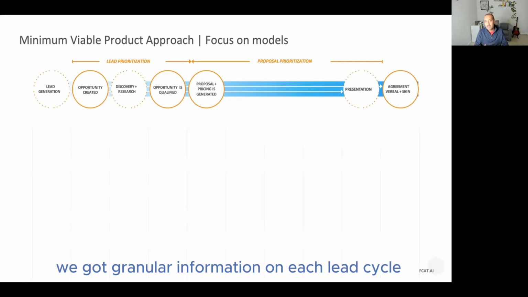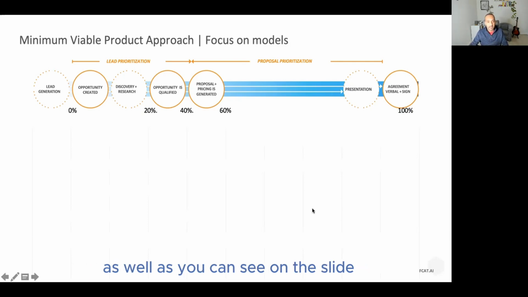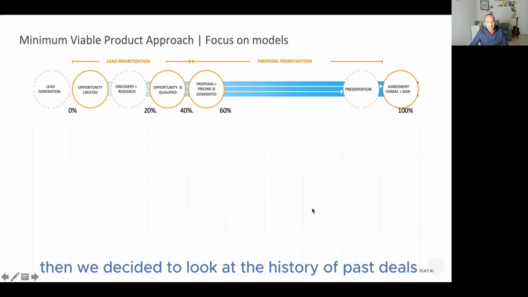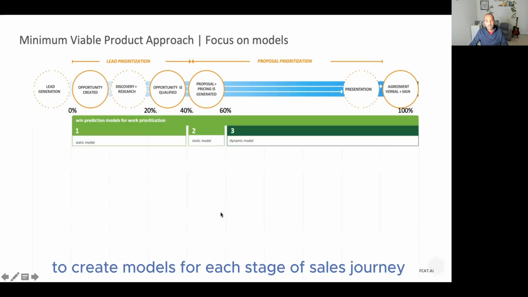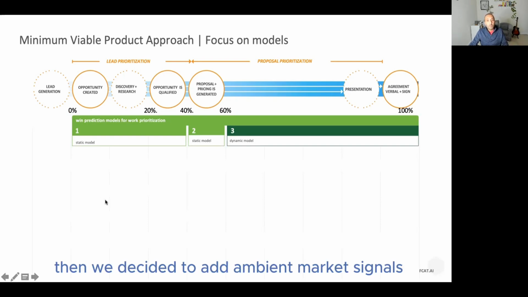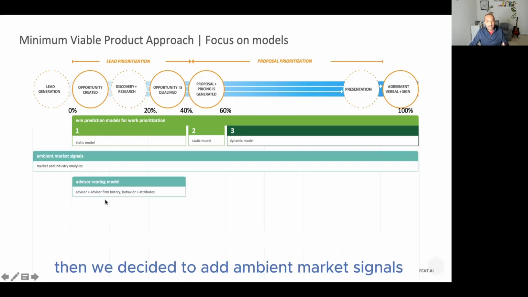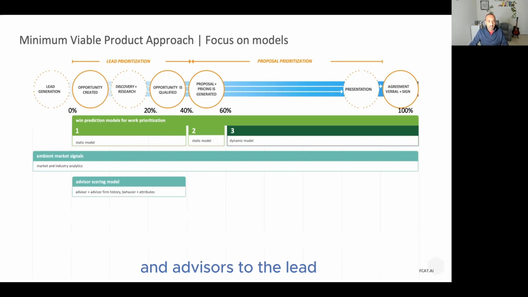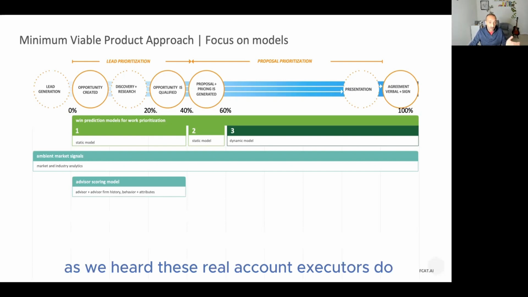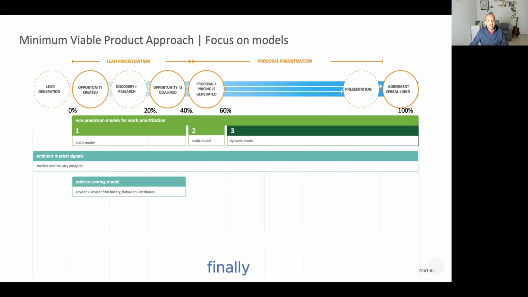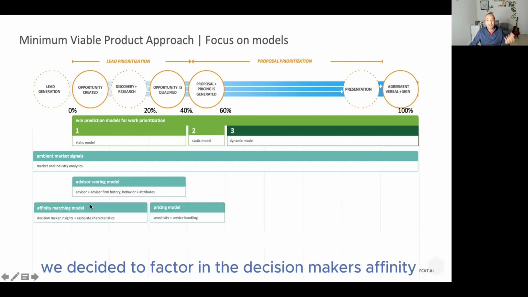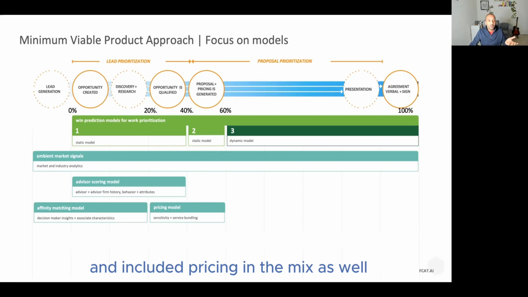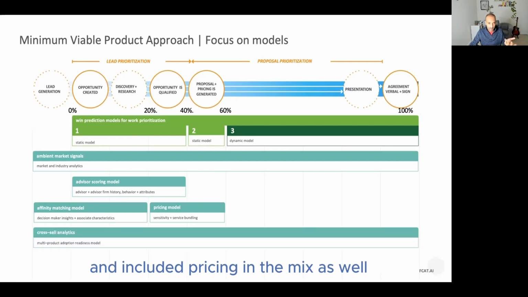So we got granular information on each lead cycle, such as the percentage of completion, as you can see on this slide. Then we decided to look at the history of past deals to create models for each stage of the sales journey. Then we decided to add ambient market signals and advisors to the lead, as we heard these real account executives do. Finally, we decided to factor in the decision maker's affinity and included pricing in the mix as well.